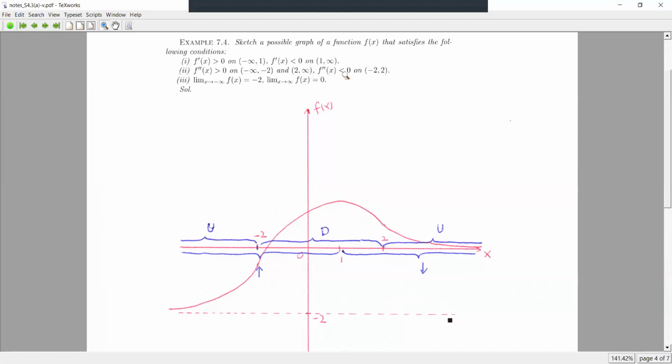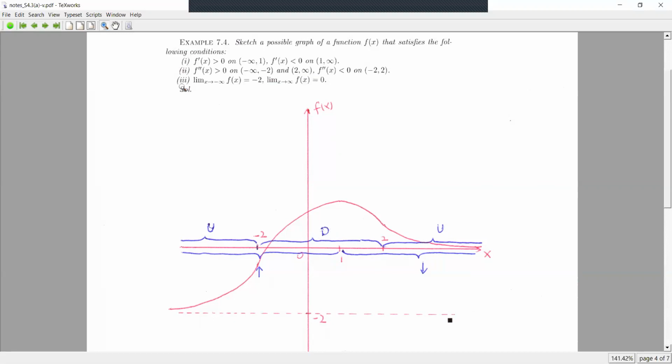Second derivative less than 0 on this interval. So between negative 2 and 2, second derivative less than 0, the graph is concave down. Mark down the information.